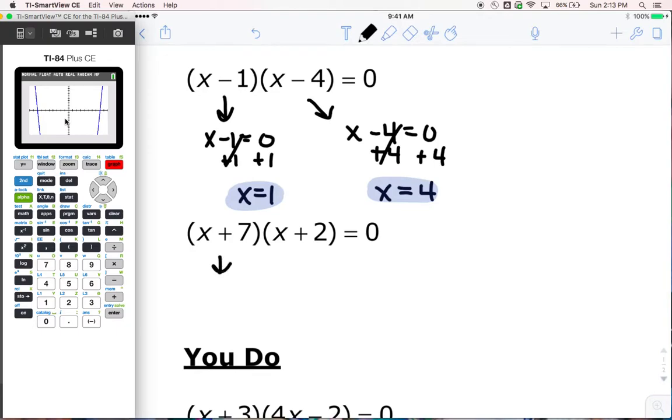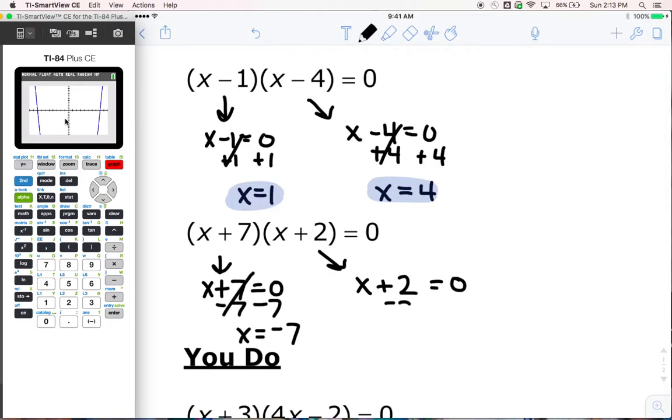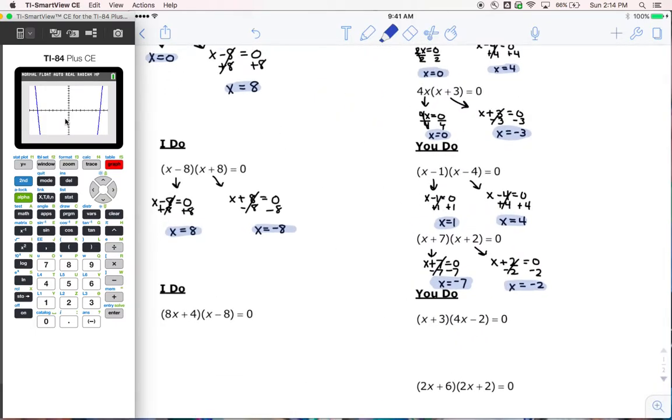Last but not least, it's probably overkill, but hopefully you understand, right? Either of these groups could possibly be 0, so I'm going to solve both of them. Looks like if I use -7 for x, I'll get a 0, or if I use -2 for x, I'll get a 0. We just take each group, set it equal to 0, and solve.